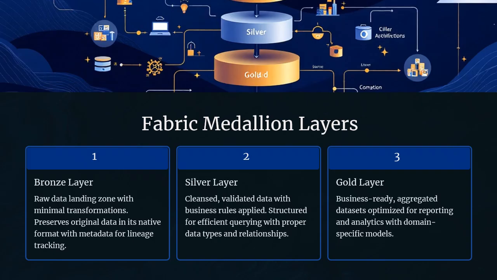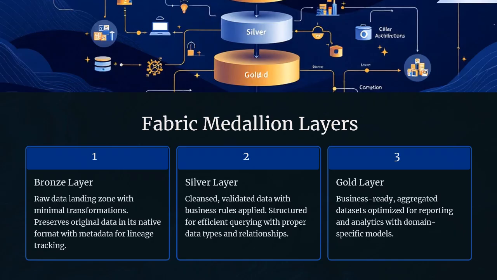Let's talk about the medallion architecture in Microsoft Fabric. It's a best practice way to organize and refine your data as it moves through the platform. It all starts with the bronze layer. This is your raw data landing zone. You ingest data here with minimal transformation, keeping it as close as possible to its original state. The key advantage is that you preserve the source data along with metadata, which helps with lineage tracking and auditing down the line.